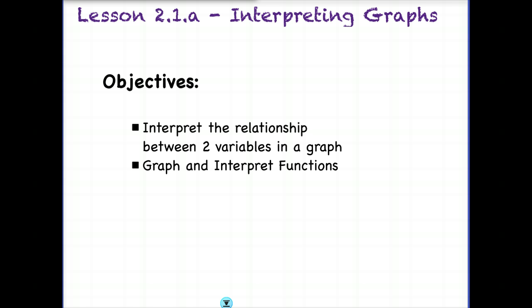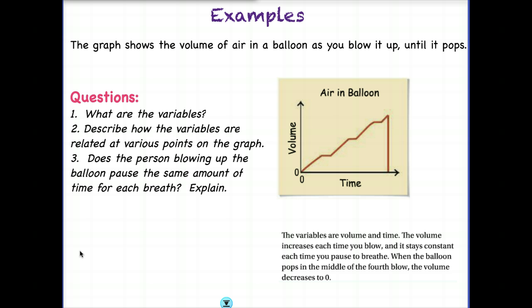So our objectives are to interpret the relationship between two variables in a graph. Our two variables are x and y. And then we will graph and interpret some functions. In this first example, the graph shows the volume of air in a balloon as you blow it up until it pops. So take a minute and look at our graph.